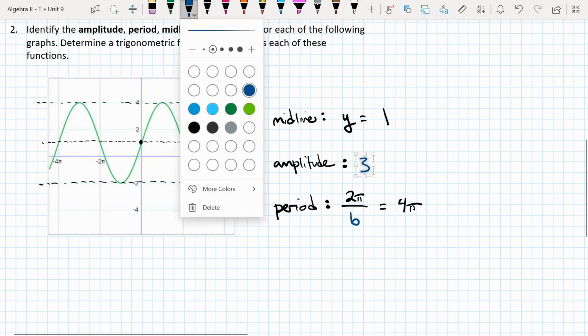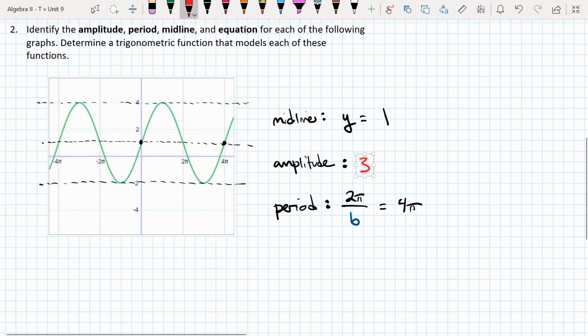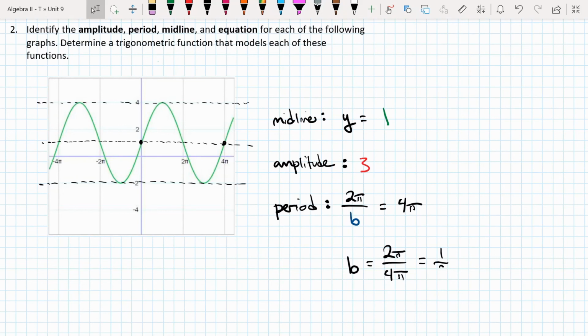Okay. And what we're going to do now is we're going to solve this for b. Once we solve this for b, we'll have everything we need to make the equation of our graph. So I'm going to multiply by b on both sides and then divide by 4 pi. So b is equal to 2 pi over 4 pi, which is 1/2.